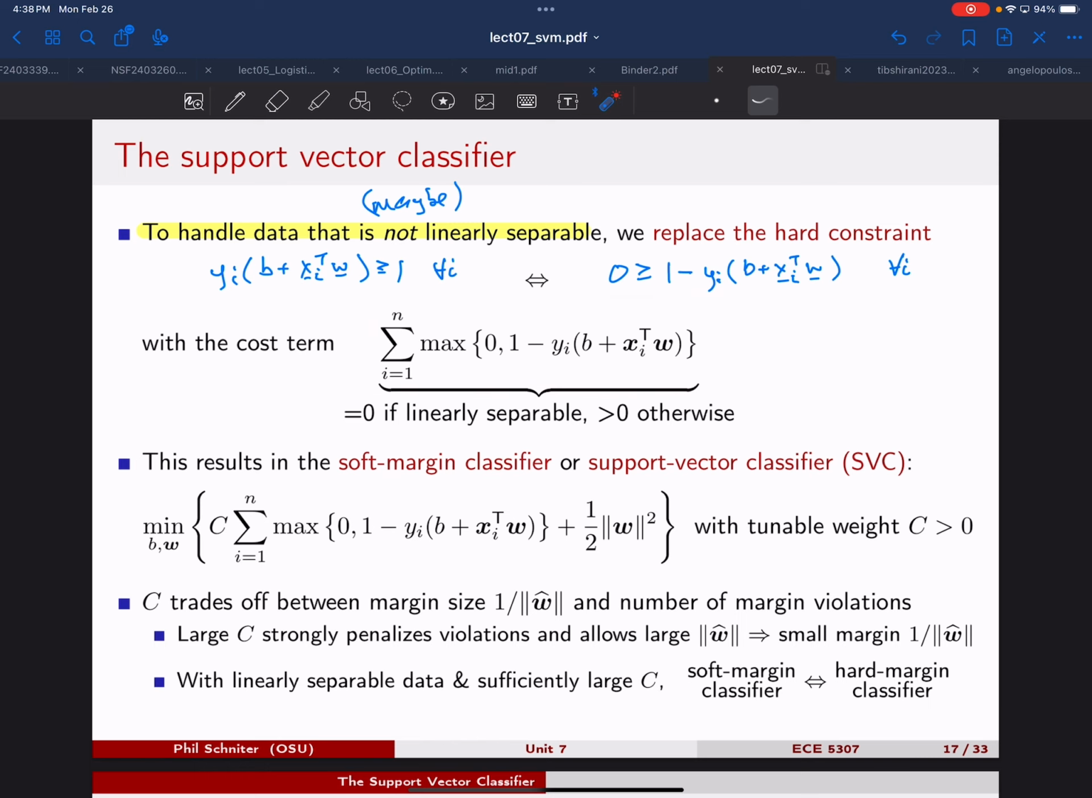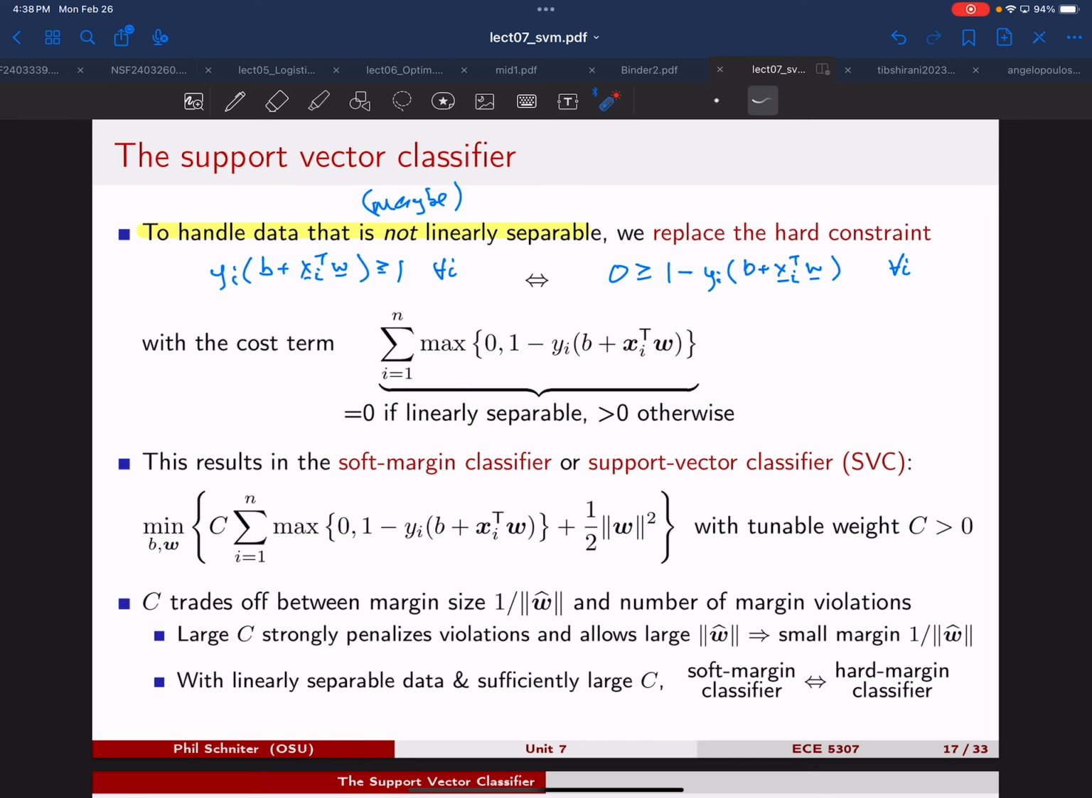So this is the sum of the max of two real numbers. It's the max of 0 and this term. So for example, if this term was greater than 0, this max would return this term. On the other hand, if this term was less than 0, the max would return 0, because that's greater than this when this is negative. Right? So I'm just trying to explain what this is doing.